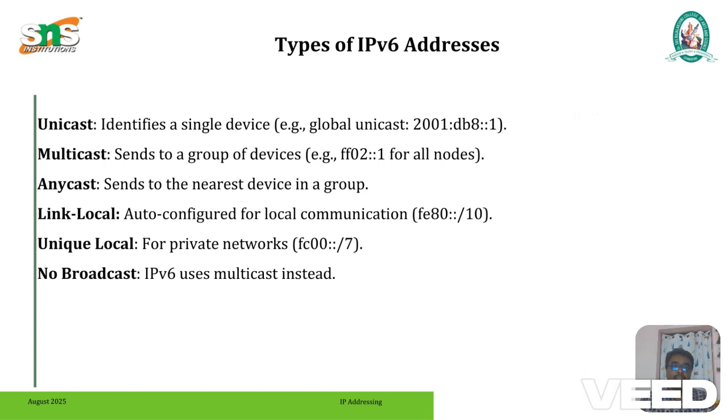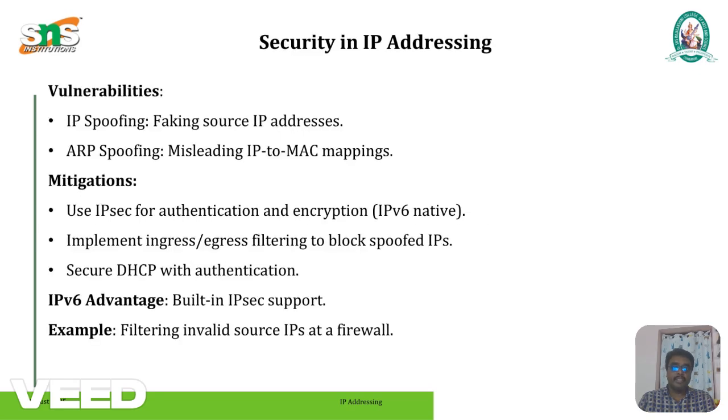The types of IPv6 addresses are unicast, multicast, anycast, link local, unique local, and there is no broadcast. Unicast identifies a single device. Multicast sends to a group of devices, and anycast sends to the nearest device in a group. Link local is auto-configured for local communication, and unique local is used for private networks. Broadcast is not used; we use multicast in IPv6.